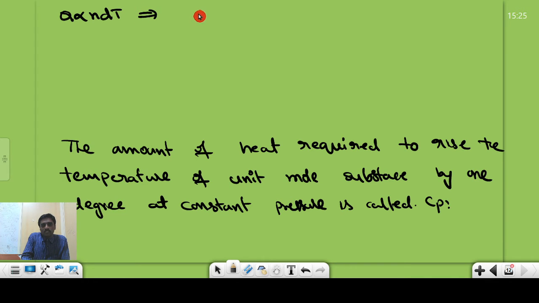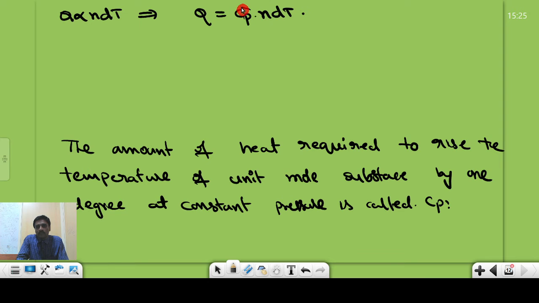So with the help of this equation, I am removing the proportionality constant. Now we are performing this at constant pressure, the pressure is constant. So if you are doing this at constant pressure, then Q = Cp × n × ΔT. This is the proportionality constant, which we call the specific heat capacity of the substance at constant pressure, or the molar specific heat capacity of the substance at constant pressure.